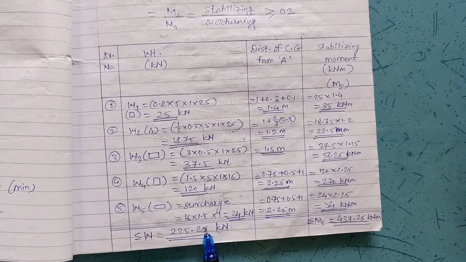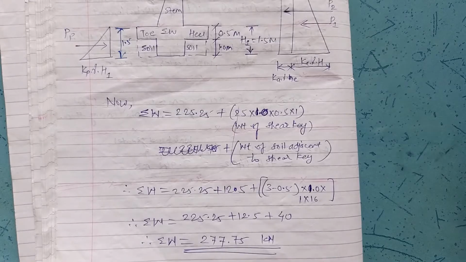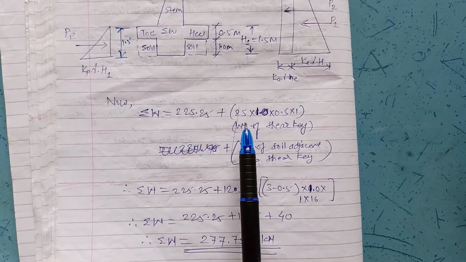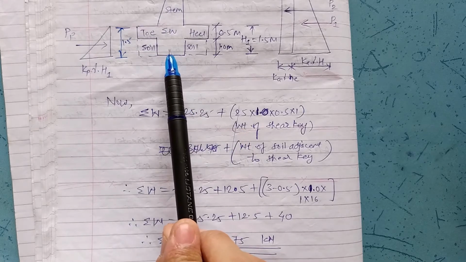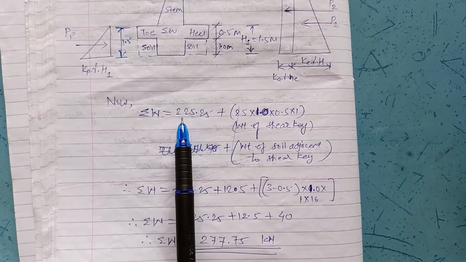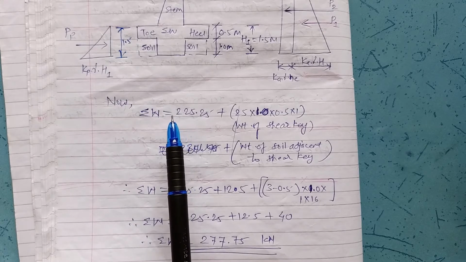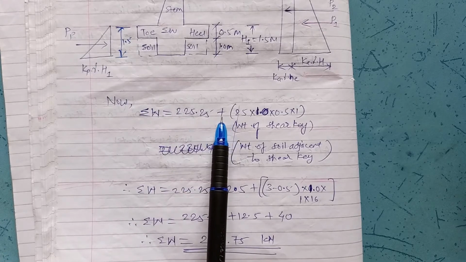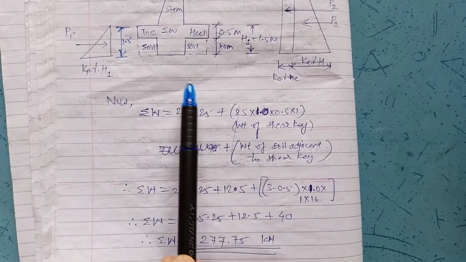Total downward acting force, that is stabilizing forces, was 225.25 kilonewton. In this way we have calculated. Now we are supposed to add the total dead weight of this shear key to the total dead weight calculated previously in step number 2. Hence 225.25 will be added with the weight of the shear key.